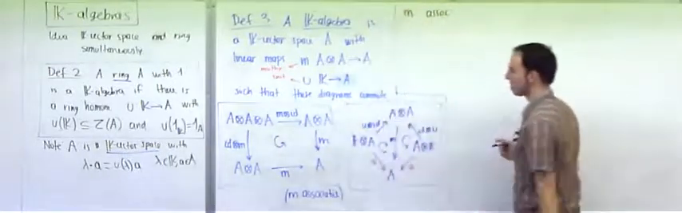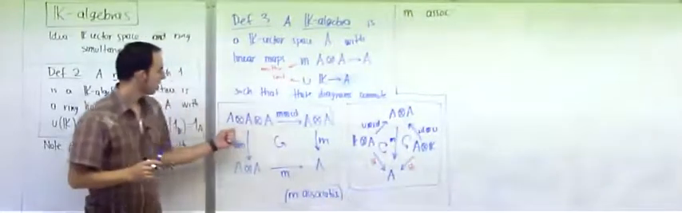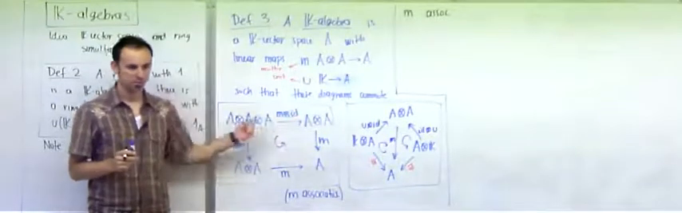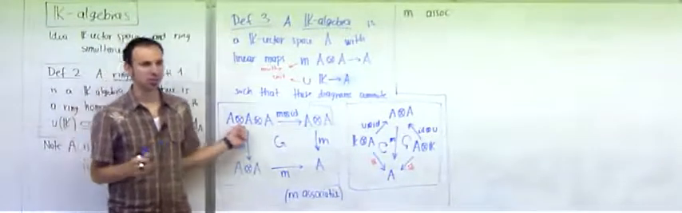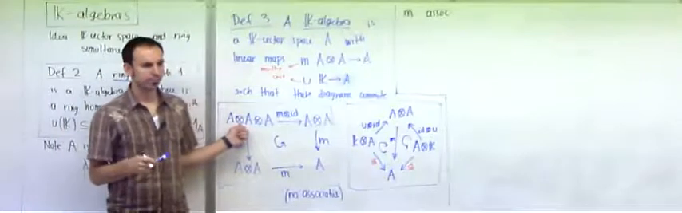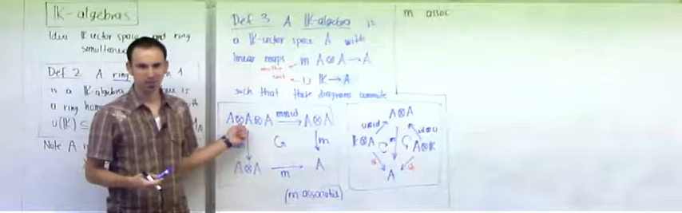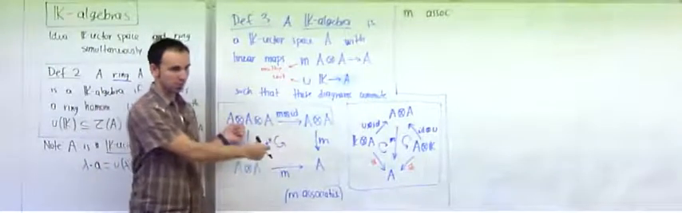Why am I saying that M is associative? Well, I'm saying this diagram is commutative, so let me take an element here and map it both ways and see what I get. Okay. Now, what does an element here look like? Well, it's a sum of pure tensors. Now, these maps are linear, and so sums are fine.